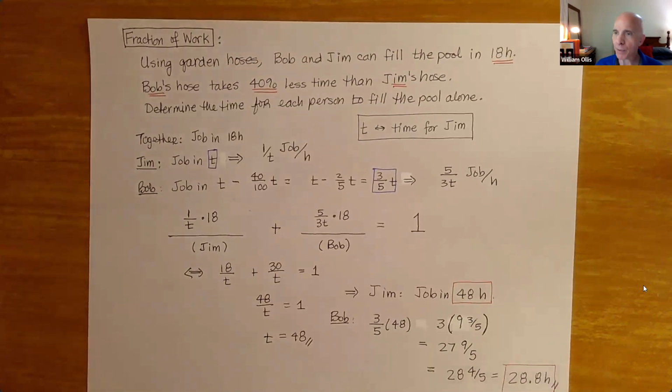So again, remember, with the fraction of work, maybe most problems have 2 entities contributing to the job. You think a fraction of work, you think job is being executed.